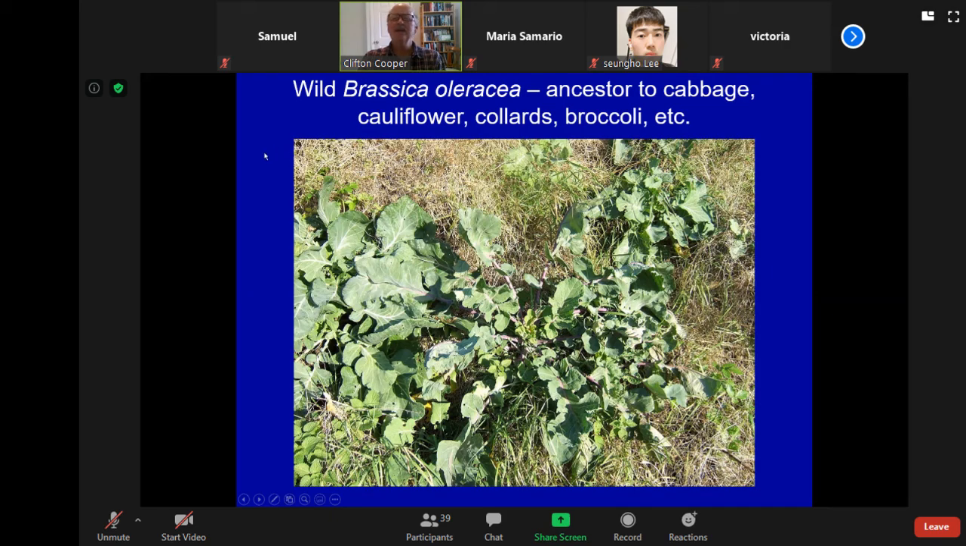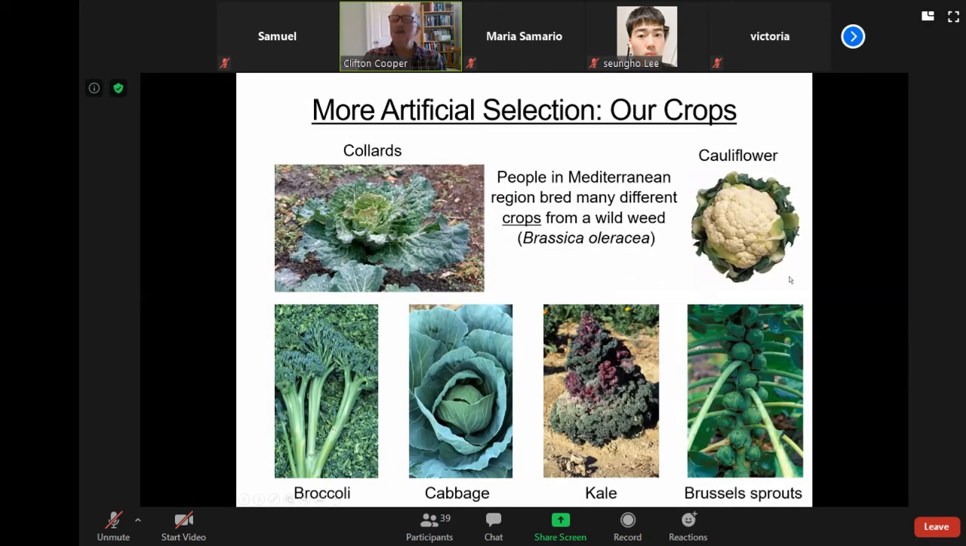If you're going and buying broccoli or cabbage, Brussels sprouts, they're all derived from this plant. So here we have all these different crops that you can get in the grocery or grow in your garden, in a farm field. They are all derivatives of Brassica oleracea. And it only took us a few thousand years to do this breeding.